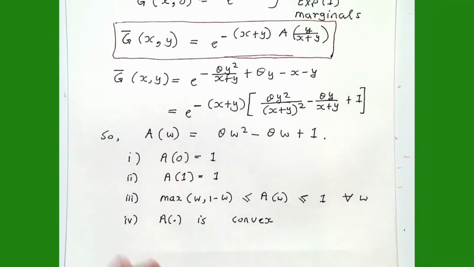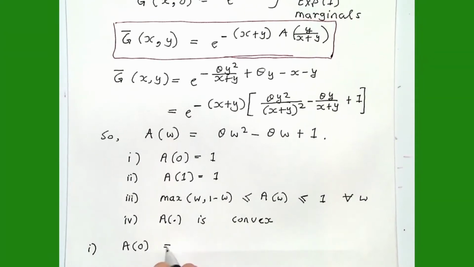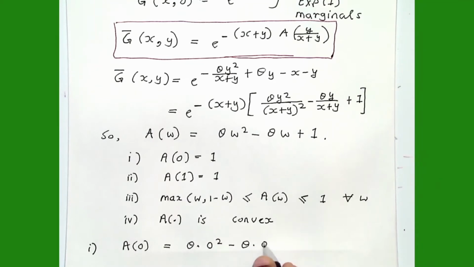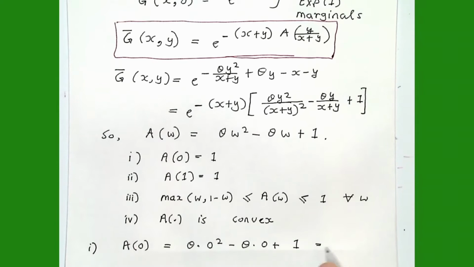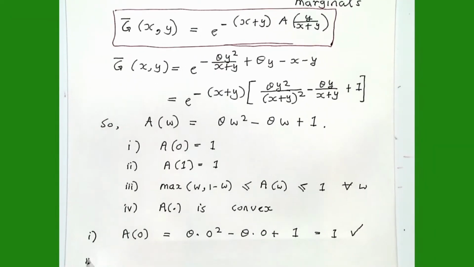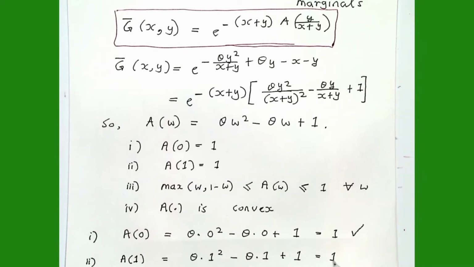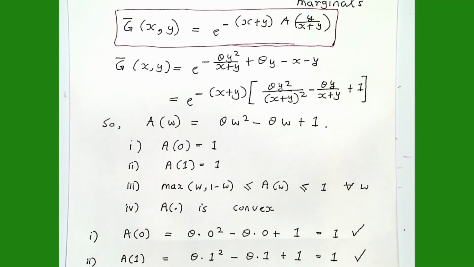Let's start with condition 1. Clearly, A at 0 is equal to theta times 0 squared minus theta times 0 plus 1, which is equal to 1. So it is satisfied. Condition 2, A at 1 is theta times 1 squared minus theta times 1 plus 1, which is equal to 1. So it is satisfied. Now condition 3.